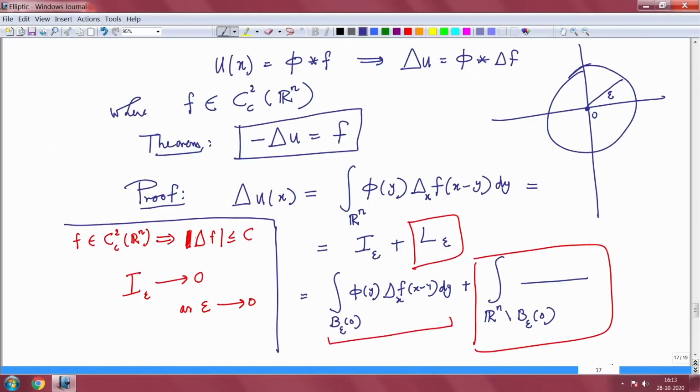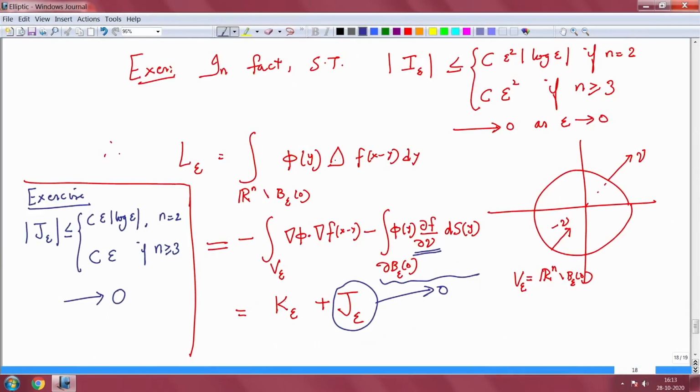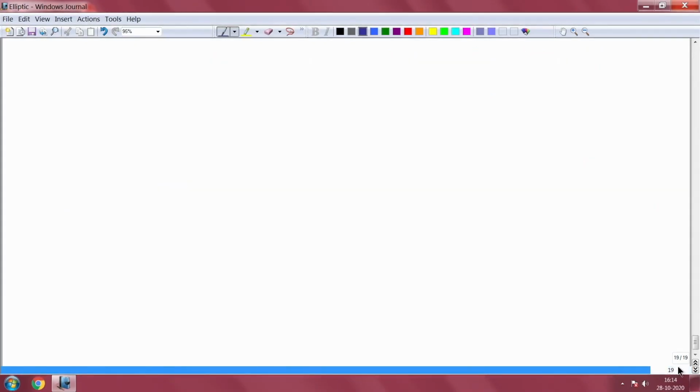So, you have split the whole integral, if you recall once again, you have your Laplace L epsilon, and in L epsilon, I epsilon we have seen that it goes to 0. So, we do not bother about it, and then we have seen that L epsilon is split into 2, in that case J epsilon goes to 0, the only remaining thing is K epsilon. So, you have to work out K epsilon, that is what we are going to do now.